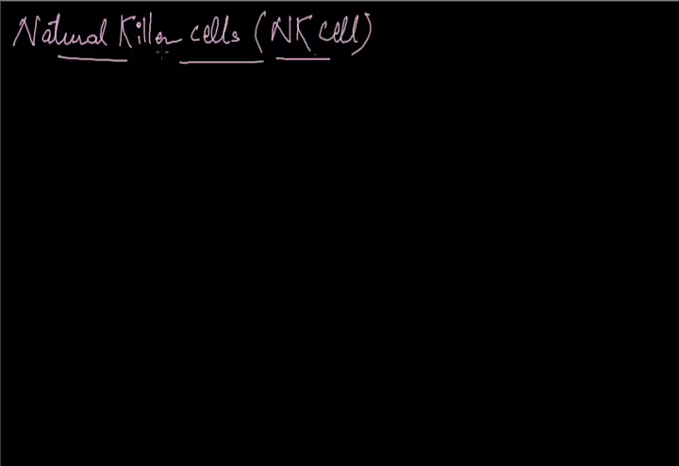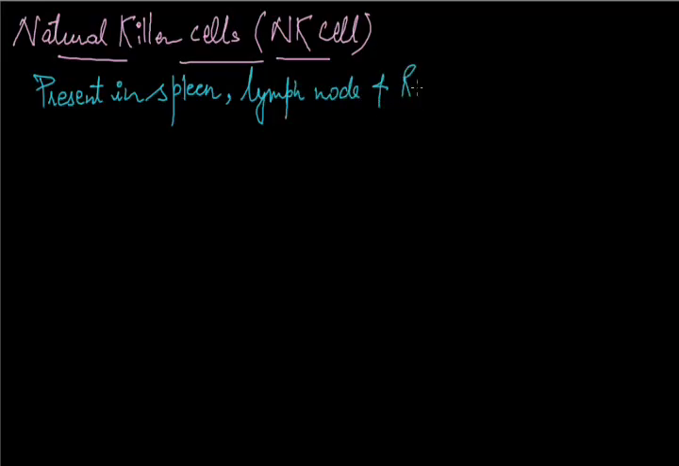Now we're going to discuss the next cell, which is the natural killer cell, also called NK cell. These are the phagocytic cells which are present in the spleen, lymph node, and red bone marrow.